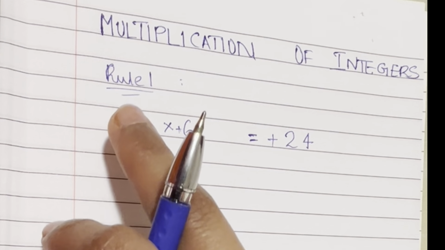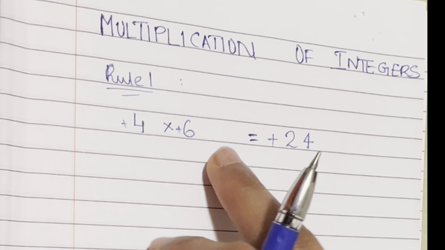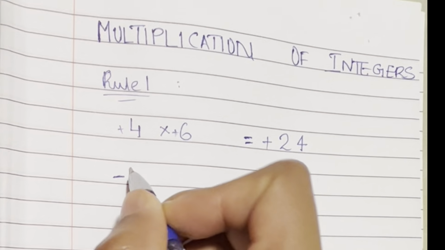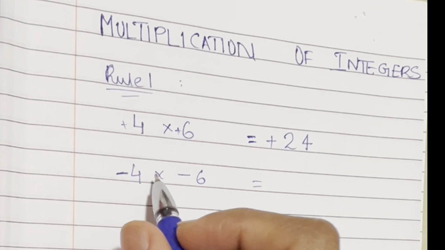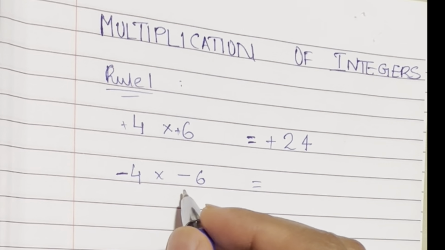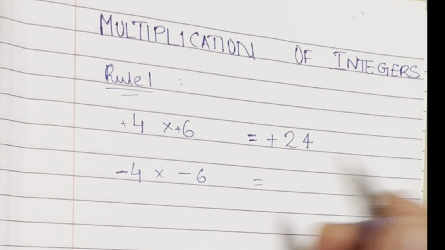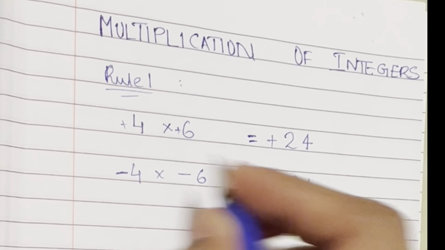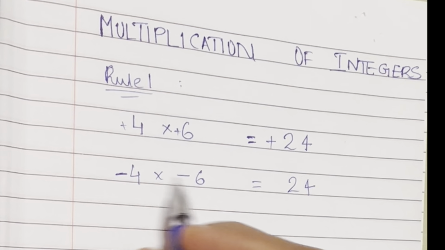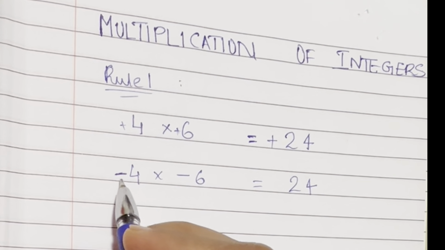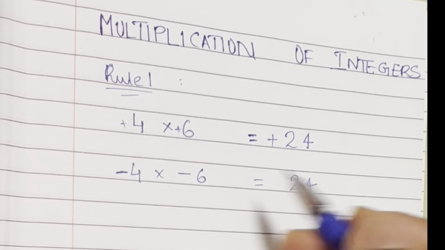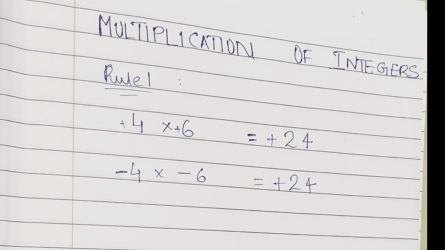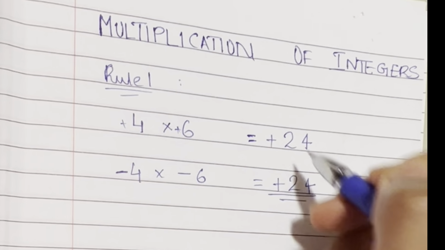Suppose it was minus 4 into minus 6, what is the answer? First we simply multiply the absolute values, that is 4 into 6. What is 4 into 6? 24. Then look into the signs. Both have the same sign. This is minus, this is also minus. So when both have the same sign, it will be a positive number. The result will be positive.